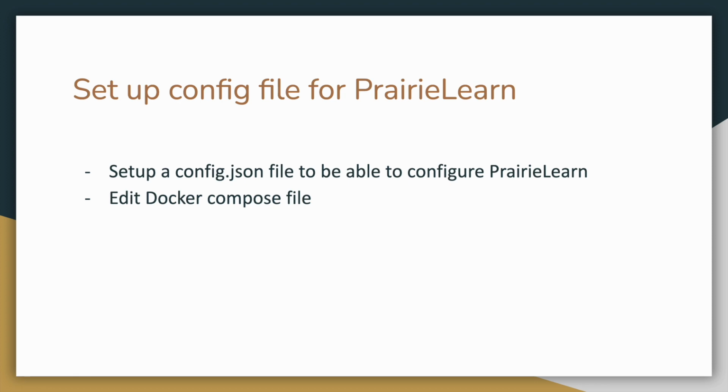So next, setting up the config file. This pretty much helps you configure PrairieLearn and configure all the authentication URLs. In the video, it'll be more detailed, and you're just going to be editing the Docker compose file to mount this file.